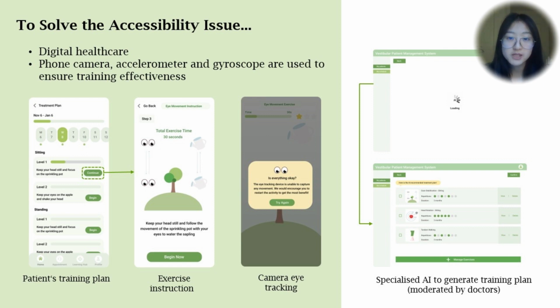To ensure the effectiveness of training on the phone, we incorporated the camera, accelerometer, and gyroscope on and inside the phone to monitor patients' eye gaze, head movements, and body movements. More importantly, all training plans are given by the patient's doctor with the help of specialist AI on the doctor's side to ensure that the plan is tailored for each patient.